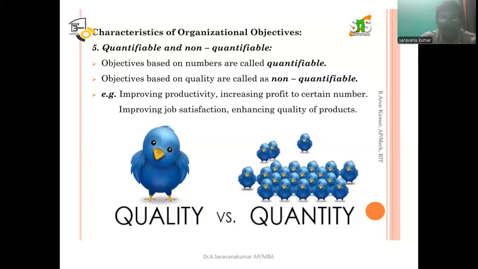Quantifiable and non-quantifiable. Objectives based on numbers are called quantifiable. It's nothing but quantity and quality. So quantifiable is nothing but based on numbers. Objectives based on quality are called non-quantifiable. Examples are improving productivity, increasing profit to a certain number, improving job satisfaction, enhancing quality of products. So that is the difference between quality and quantity. That will be displayed in the picture. Quality is one, and quantity is counting the numbers.